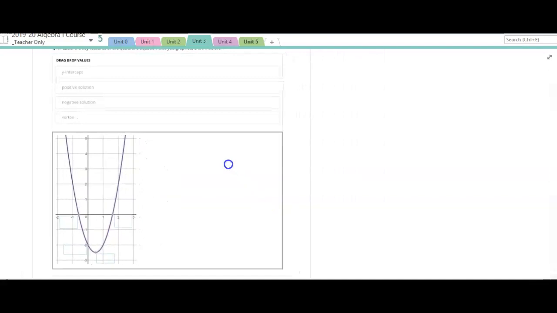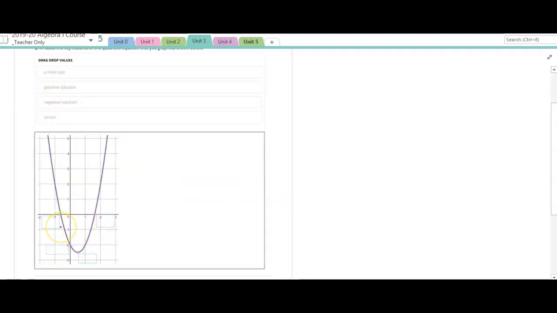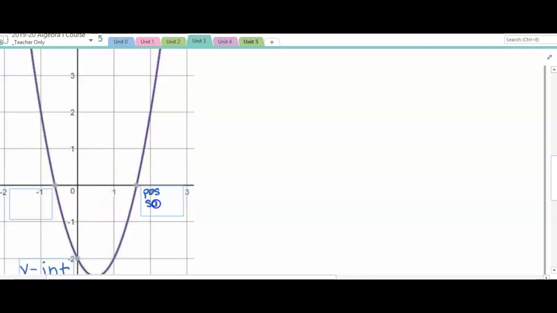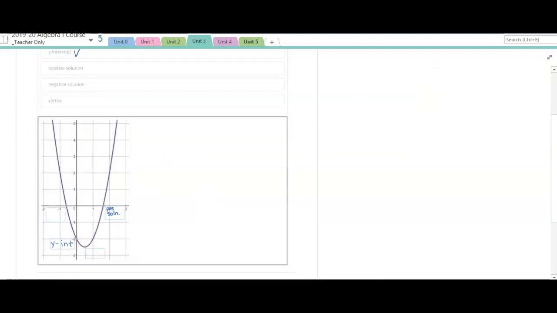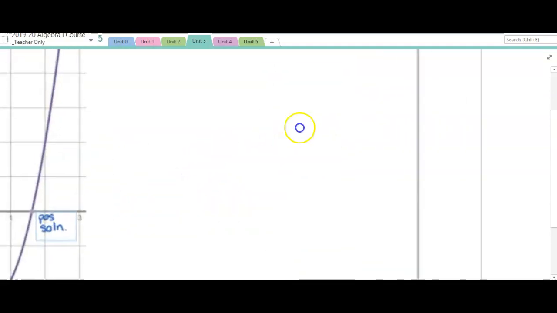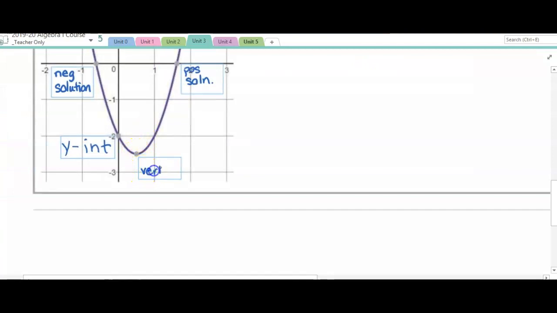Okay, on this one we want to put these values on the graph to match what they are. The y-intercept is the first one. That would be right here where it crosses the y-axis. That's the y-intercept. The next one is a positive solution. Well, solutions are where they cross. So it's either of these points. Which one of these is the positive? This one. This is our positive solution. The negative solution is the other one, on the left. And then the last one is the vertex, the lowest point of our parabola, where it changes from decreasing to increasing.